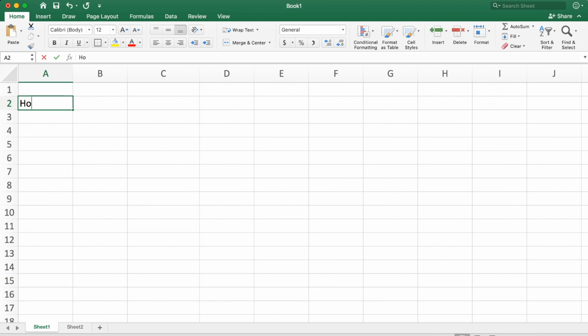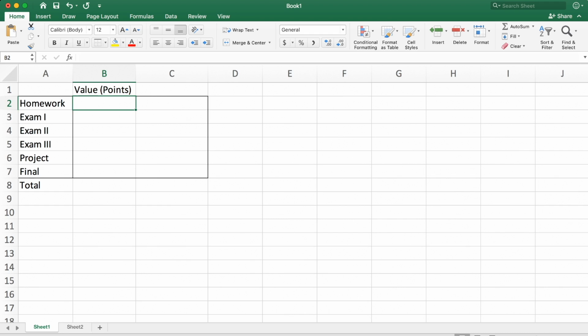And so we might, once again, type each of our different categories and enter how many points each of those is worth. So 150, 100, 100, 100, 50, and 200. And then enter the points that were scored. And then in the total column, enter our formula, points earned over points available, in order to calculate our grade.